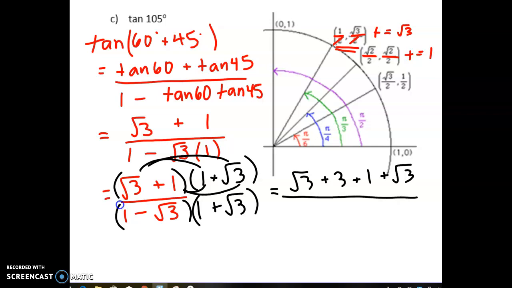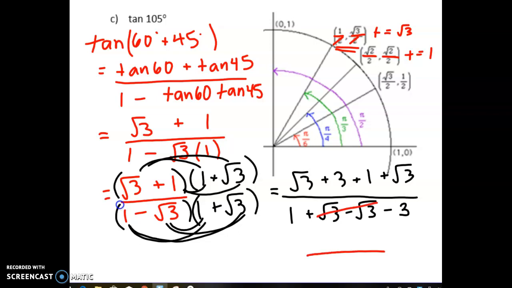In the bottom, it's going to be like a difference of squares, which is why the conjugate helps us. So 1 times 1 is 1. 1 times root 3 is plus root 3, but then minus 3 times 1 is minus root 3, and then minus root 3 times positive root 3 is going to give us a negative root 9, which is a negative 3. So what you should notice is that your plus and your minus root 3's will eliminate, just leaving you with a denominator of 1 subtract 3, which is minus 2.